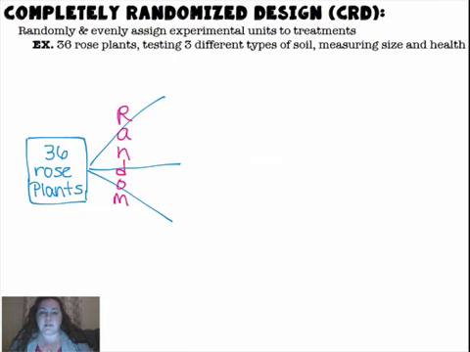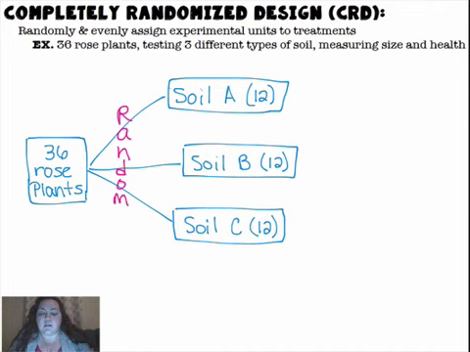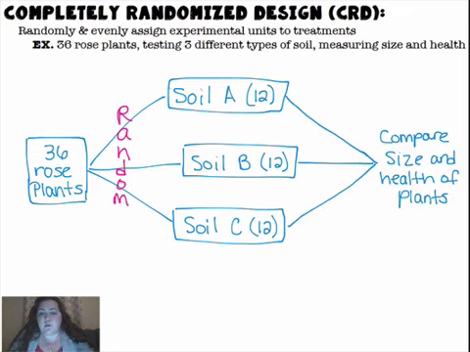So I'm going to randomly assign those 36 into soil A. We'll have 12 there. Soil B, there'll be 12 in that group. And soil C, there'll be 12 in that group. And those are randomly assigned. Okay, and then sometimes you'll want to put a little star or "random" on those lines that you're breaking up, and then describe how you randomized. Alright, and then after I do that, I'm going to compare the size and health of the plants.